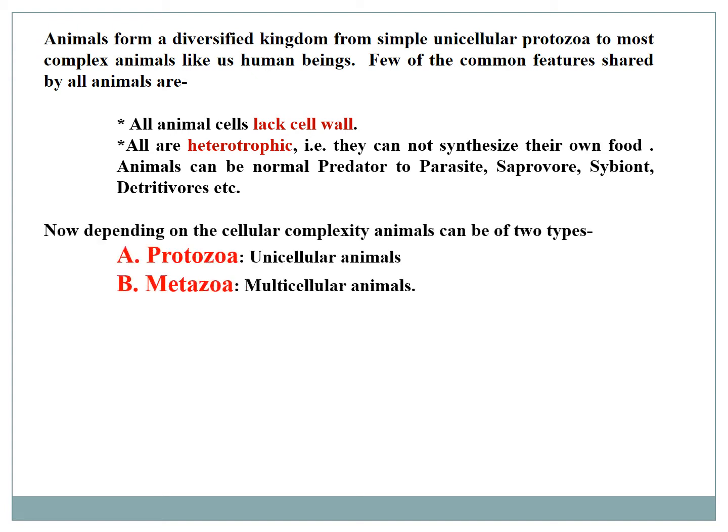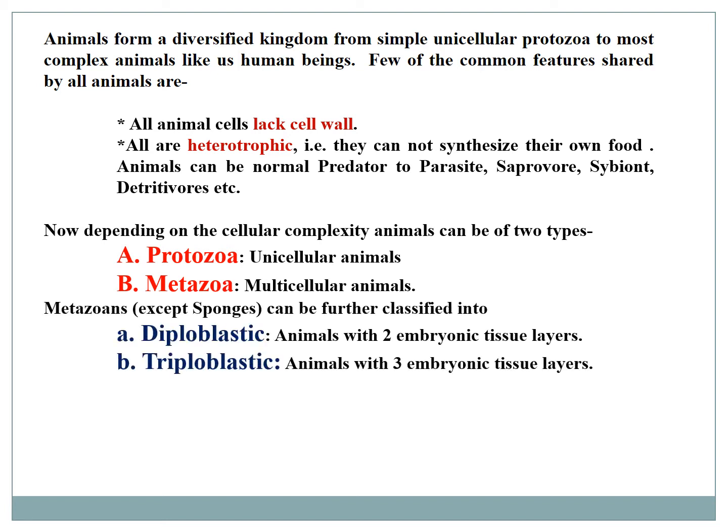Now, depending on the cellular complexity, animals can be of two types: unicellular or protozoa, and multicellular or metazoa. Presently, the members of protozoa form a separate kingdom called protista.